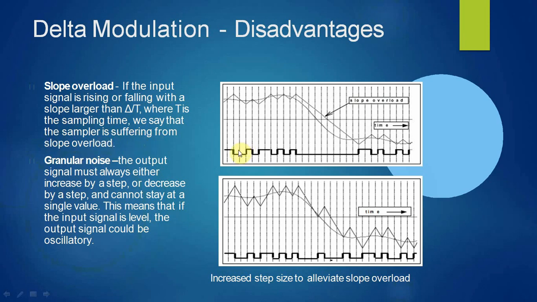Suppose this is the output of the sampler and here is the information bearing signal. Then what happens?